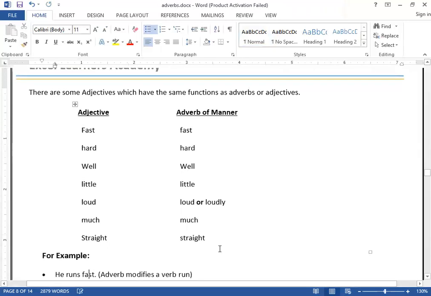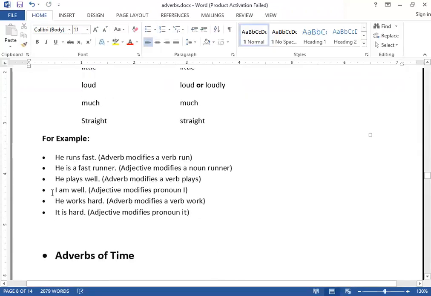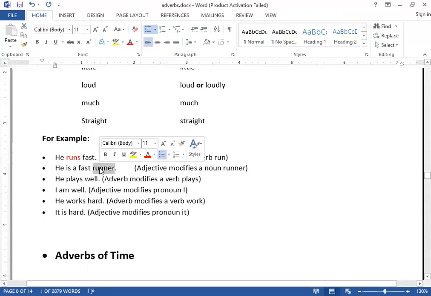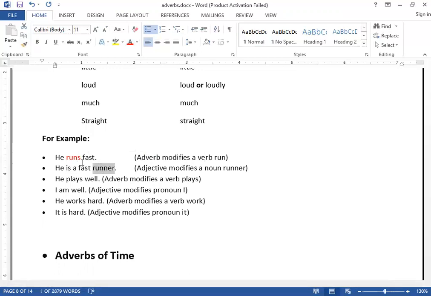Now let's take some of the examples that I have explained here. Look here. He runs fast. How does he run? He runs fast. Here fast modifies the verb, runs. But look at the second example. He is a fast runner. What is runner? It's a noun. Here fast is an adjective because it modifies the noun runner.